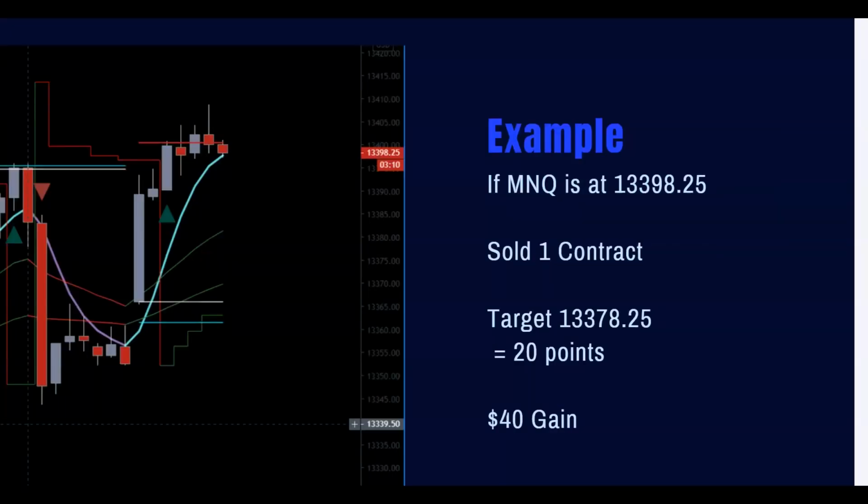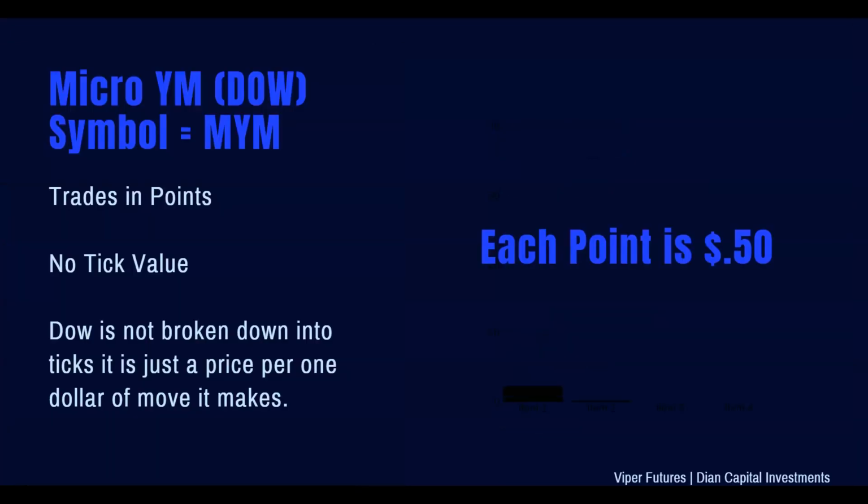Okay, we'll give another example here. If MNQ, micro NQ, is at 13,398.25, we sold 1 contract. We think this thing is going to go down, and our target is 13,378.25. That is 20 points. So we would make a gain at the close of this position, if we get to that target, of $40.